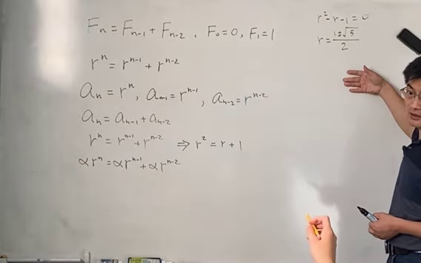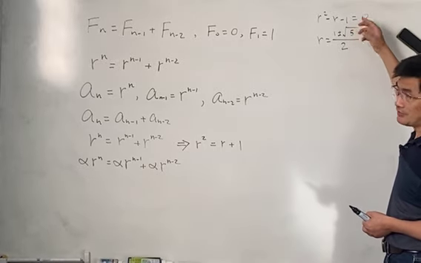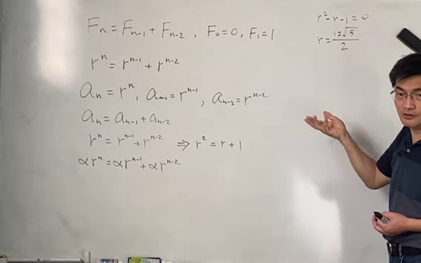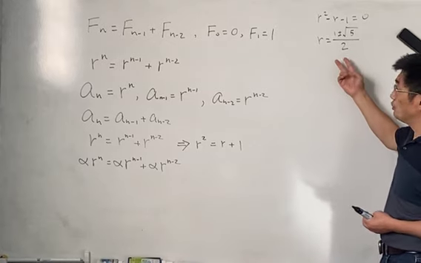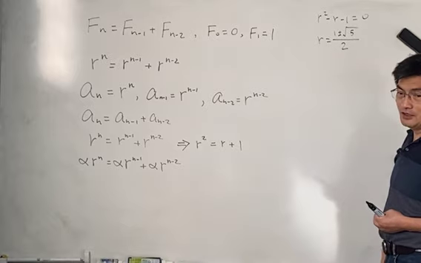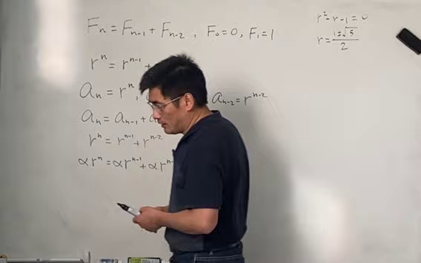So that's the golden ratio. 1 plus square root of 5 over 2, that's the golden ratio, right? There are only 2 possible values for r, and one of them is negative.